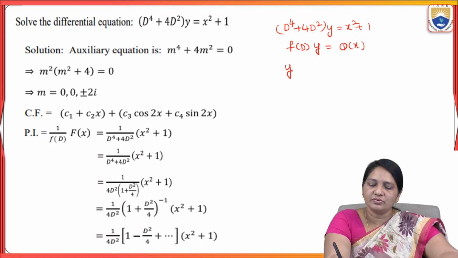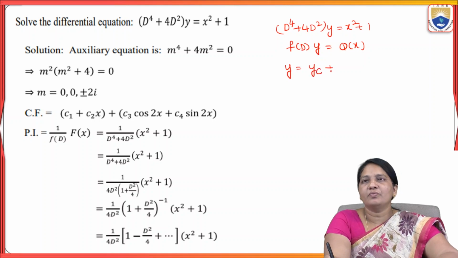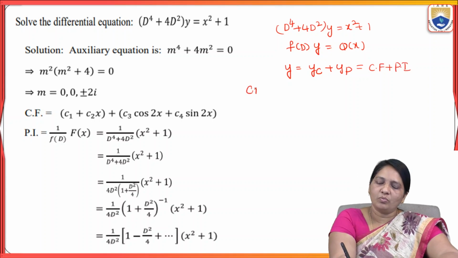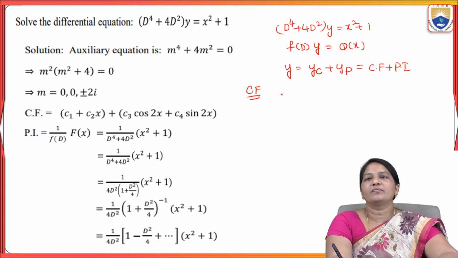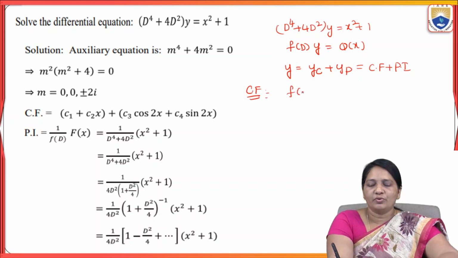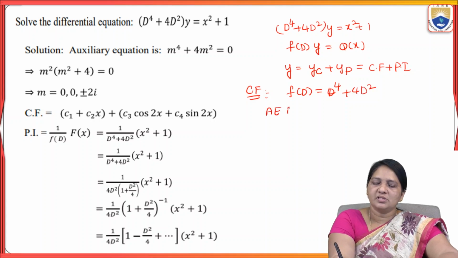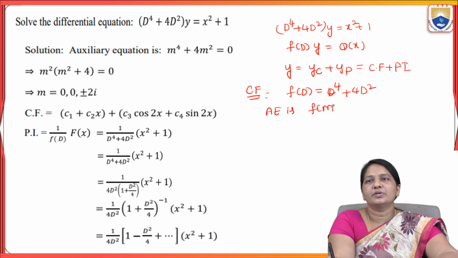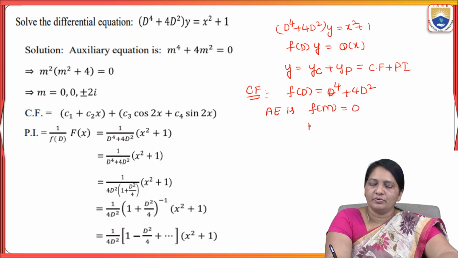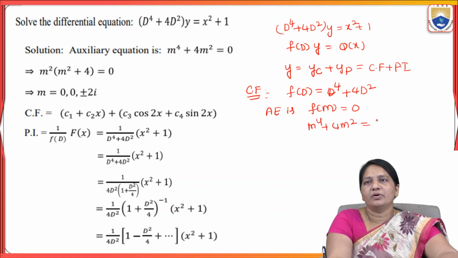First, what is the solution? The solution is y equals yc plus yp, nothing but complementary function plus particular integral. First I am calculating the complementary function. So first of all, we write the f of D value. f of D is D power 4 plus 4D square. Now the auxiliary equation is f of m equals 0. What is the f of m value? m power 4 plus 4m square equals 0.